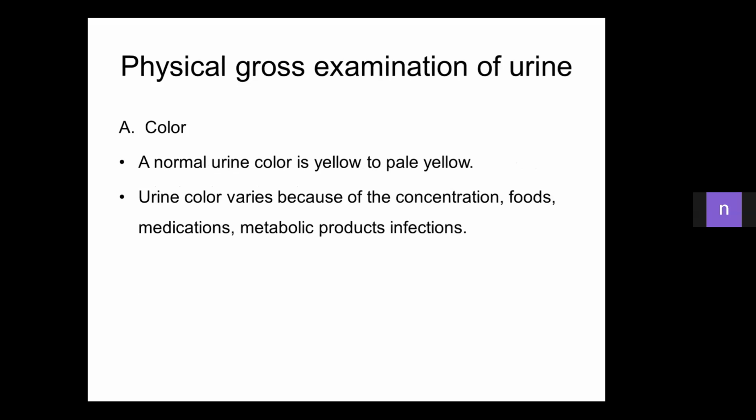So the next part is the physical gross examination of urine. For the color, a normal urine color is yellow to pale yellow. The yellow color is a result of the presence of the pigment urochrome. And then different varieties of urine color can be seen with different concentrations, foods, medications, and metabolic products or infection.